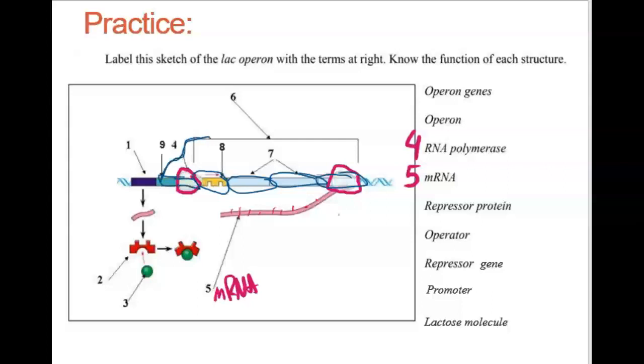So that whole complex would be number 6. That would be the operon. And number 7 is pointing to the genes. So 6 and 7 would be the genes. Now that leaves us with repressor protein, operator, repressor gene, promoter, and lactose molecule.